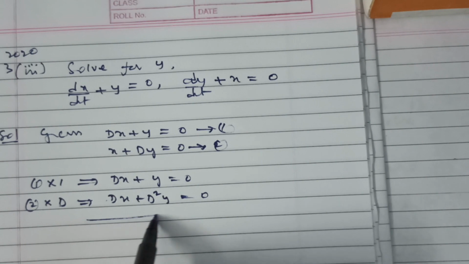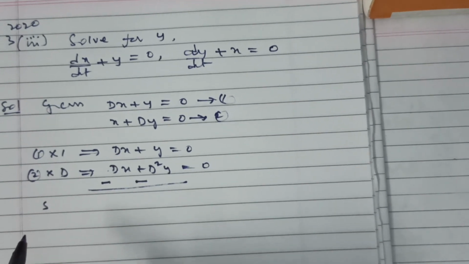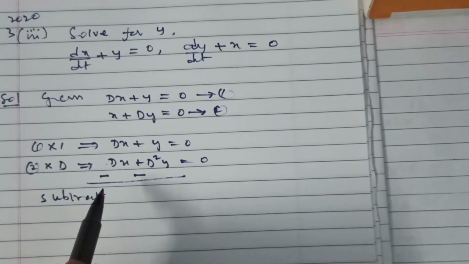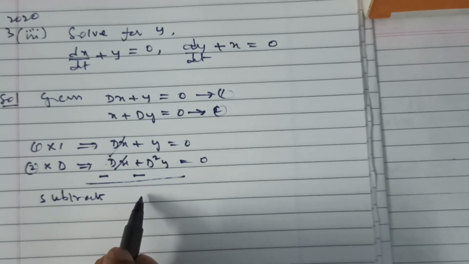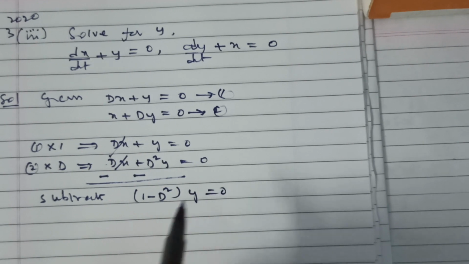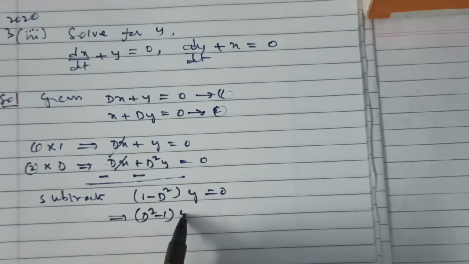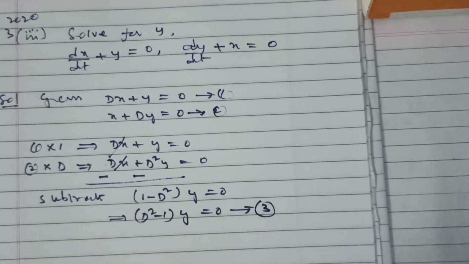To eliminate x, subtract, so plus Dx minus Dx cancel. 1 minus D square of y is equal to 0, which implies D square minus 1 of y is equal to 0, as minus is common. Take this as equation 3.